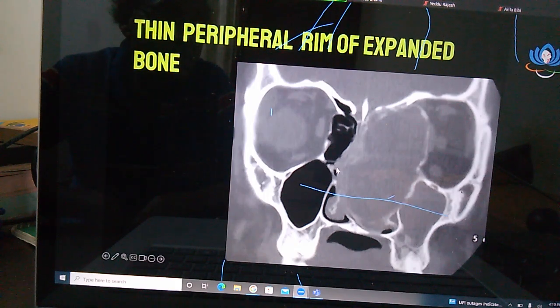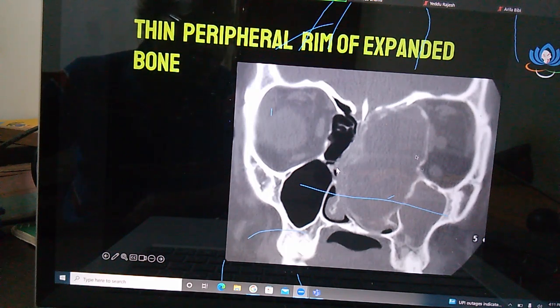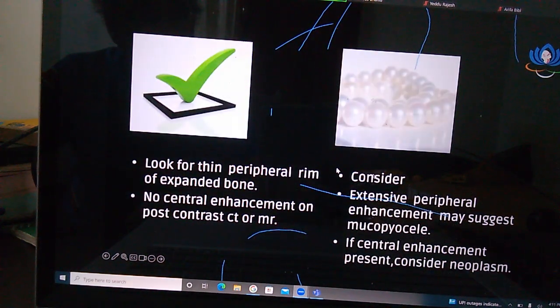Okay, so this is another one. What you have to notice is the peripheral expansion of the sinus, and the thin bony rim around the lesion. Okay, and uniform density tissue within the sinus. So look for a thin peripheral rim of expanded bone and no central enhancement on post-contrast CT or MR. Okay, you won't see any enhancement with the contrast. And this mucocele appears bright on T2 images, but it doesn't take any contrast.